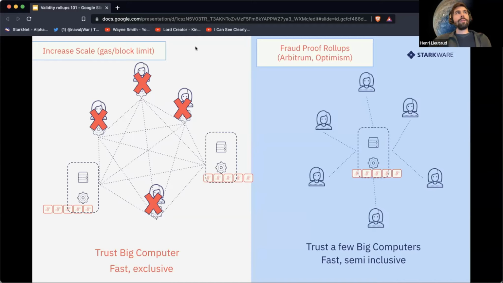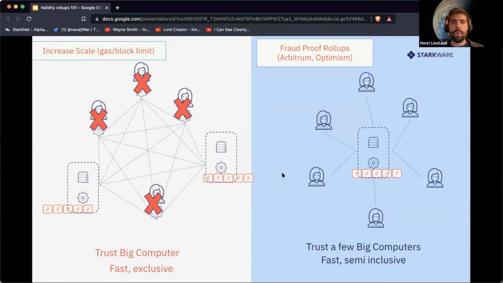Then we have the other possibility, which is fraud-proof rollups, for example, Arbitrum and Optimism. What they rely on basically is a bunch of big computers doing the computation, while everyone has the possibility to audit the transactions and submit a fraud proof if they deem that a fraud happened. It works, but it still requires some trust. Specifically, you're assuming that somebody is watching the network, and most users won't be watching the network. So you're, in a way, relying on a network of validators.